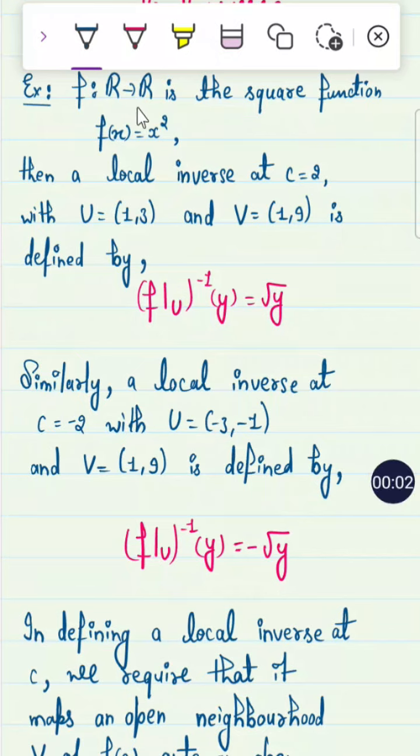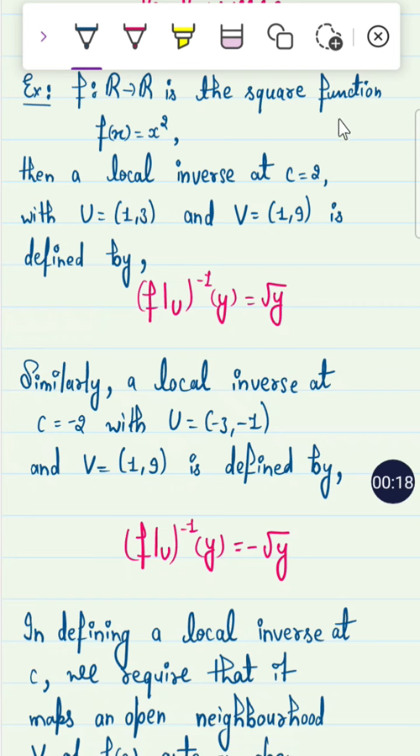The function f from R to R is the square function, f(x) = x². We have to find the local inverse at c = 2, with the open interval U = (1, 3).